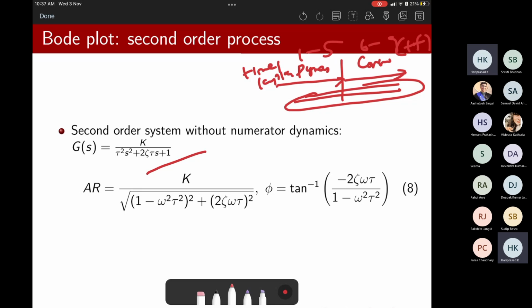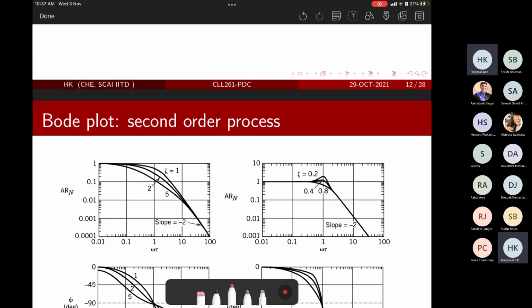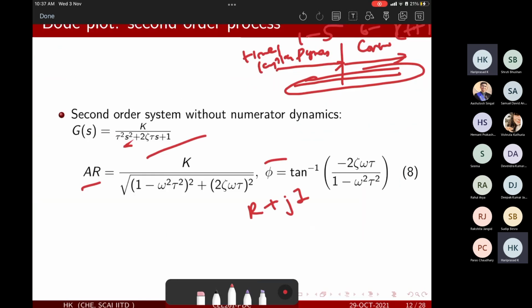Second order system, slightly more complex. Okay, in fact, very complex. You would really see that, again, substitute s equal to j omega. You do this analysis, compute what is the real and imaginary part, get the tan inverse for psi, compute the amplitude ratio and frequency. The key point is that zeta is coming in here. Zeta is an additional parameter.